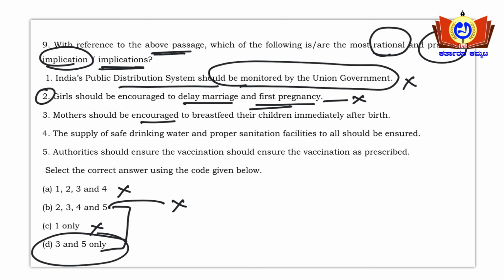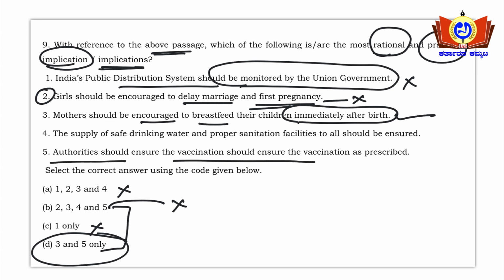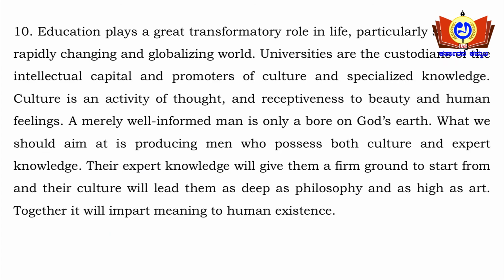Mothers should be encouraged to breastfeed their children immediately after birth, to avoid stunting and malnourishment. This statement can be correct. Authorities should ensure the vaccination prescribed. So statements 3 and 5 are correct, according to the options. So moving on to the next question.